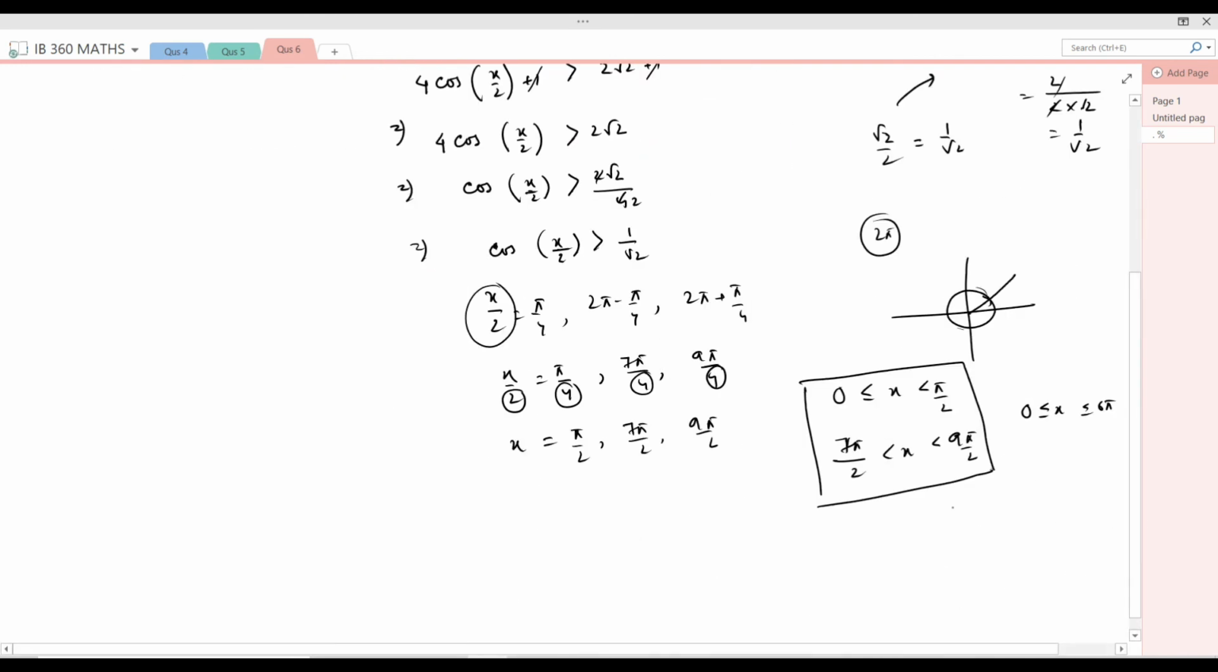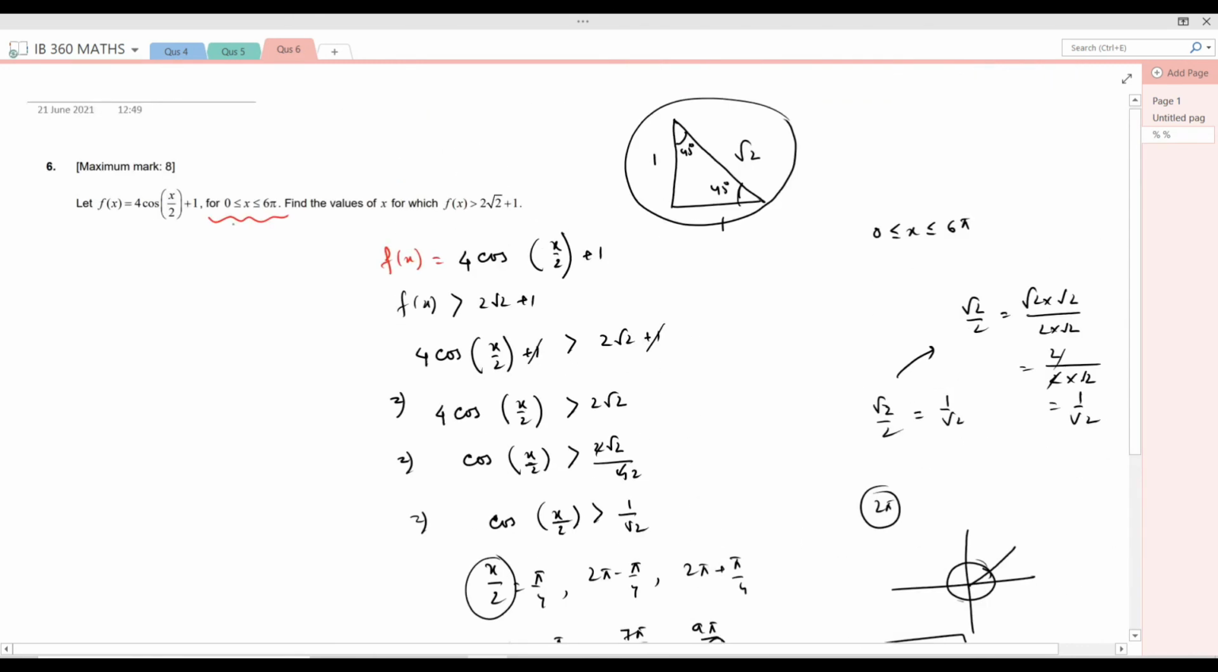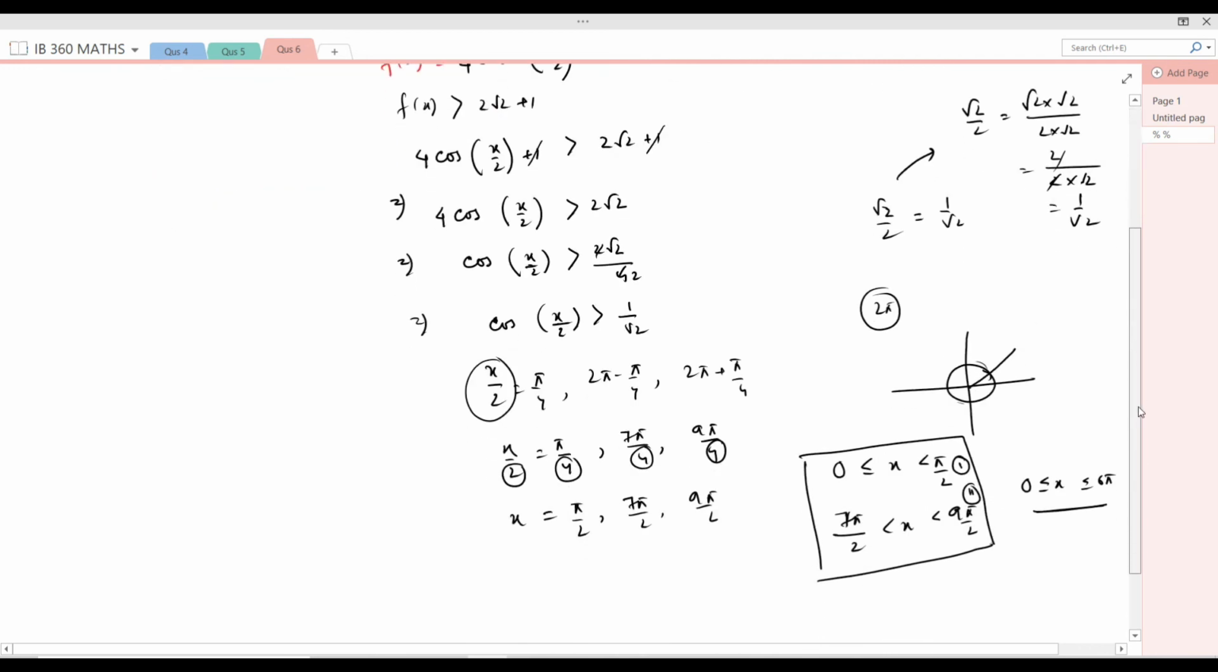So these two, this is the number 1 range and this is the number 2 range. These two ranges I can get in this interval where the condition is satisfied, that is 4 cos(x/2) + 1 is greater than 2√2 + 1. So in this way this problem is also solved.